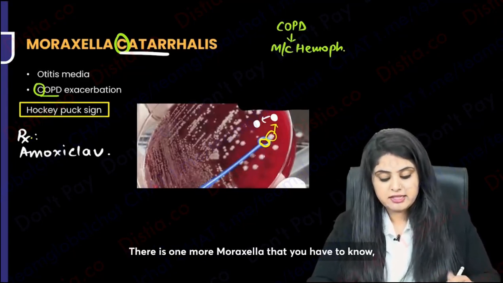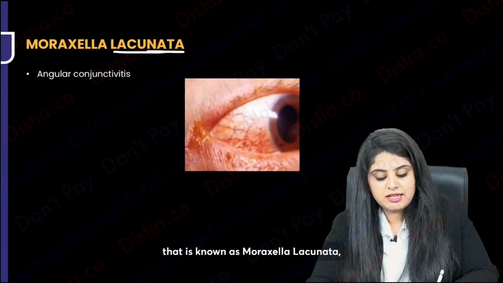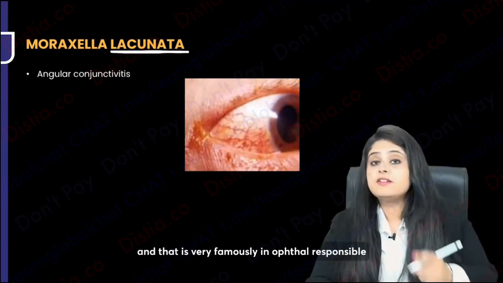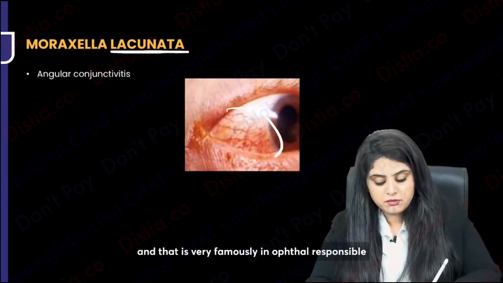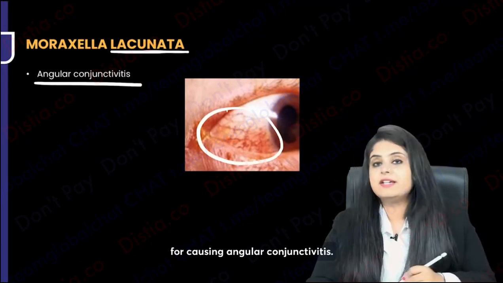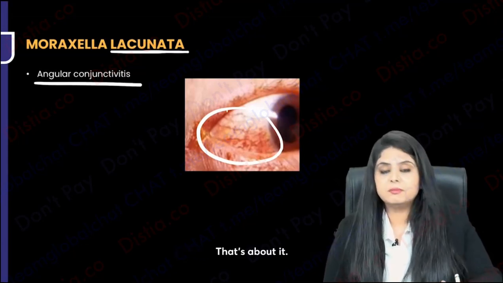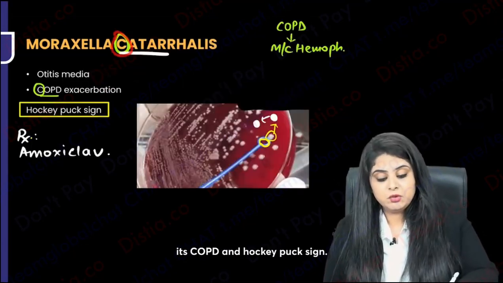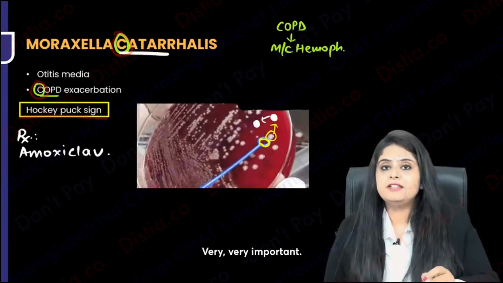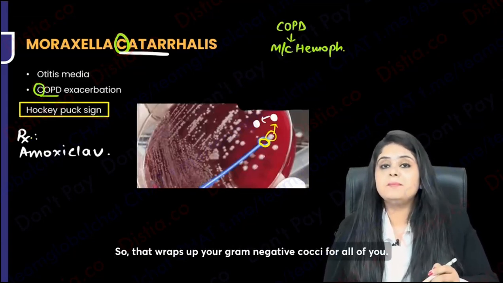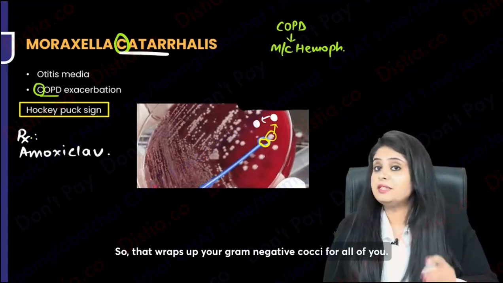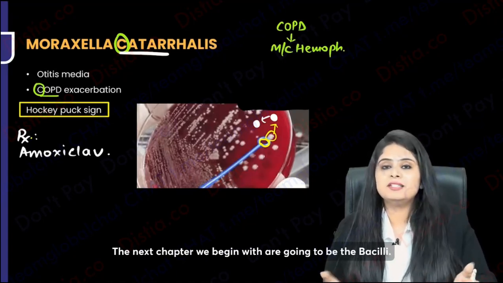There's one more Moraxella that you have to know, that is known as Moraxella lacunata, and that is very famously responsible in ophthalmology for causing angular conjunctivitis. Just a quick word about it that I wanted to remind you from ophthalm. That's about it. But Moraxella catarrhalis, it's COPD and hockey puck sign. Very, very important. So that wraps up your gram-negative cocci for all of you. The next chapter we begin with is going to be the bacilli.